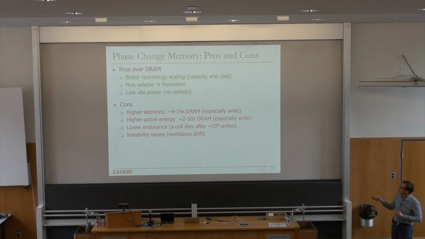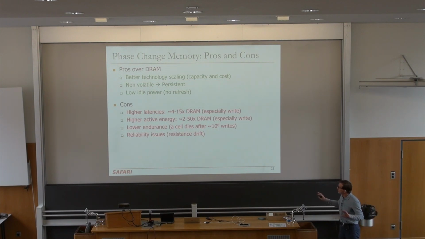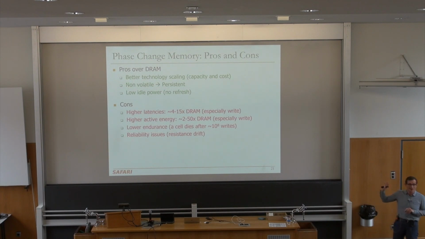If you compare a phase change memory to DRAM, as I said, you get better technology scaling. So hopefully better capacity and a better cost point at some point in time. That's very good because DRAM is suffering from technology scaling problems. You get non-volatility, which means that you can have persistence in your main memory bus, right? Meaning that you can manipulate persistent data on your main memory. And we will talk about that toward the end of this particular lecture.